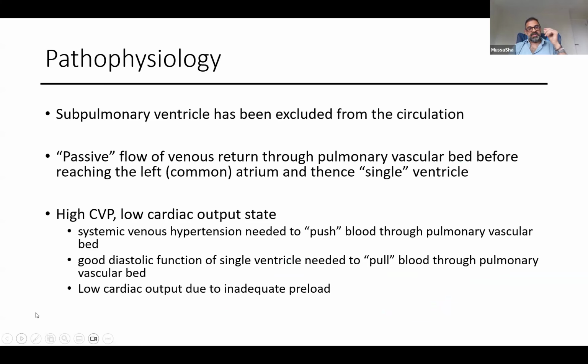But the issue is that the subpulmonary ventricle was excluded from the circulation. So there was no ability for the heart to propel the blood through the lungs. And therefore, the only way that the blood would go through the lungs was via passive flow of that venous return through the pulmonary vascular bed before reaching the left atrium. Not a common atrium in this situation, because the ASD was closed and the right atrium was being used as a conduit, and then from that atrium into the single ventricle.